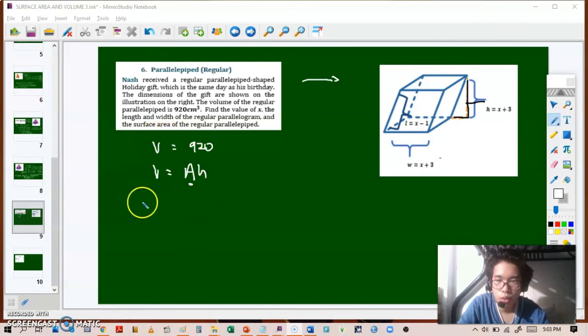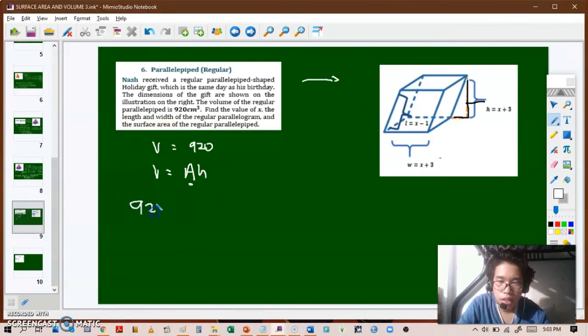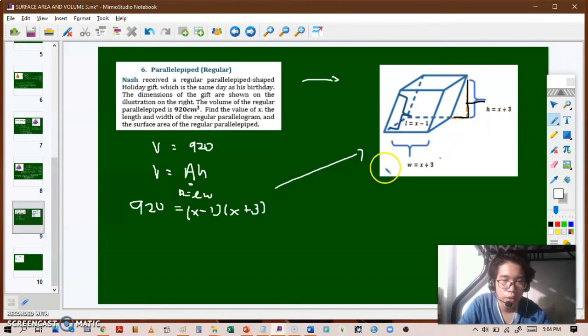So V is equal to 920. The area of the base is equal to the length times the width, so this is just going to be x minus 1 times x plus 3. And then we also have here the height. The height of the parallelepiped given on the figure is x plus 3 also.